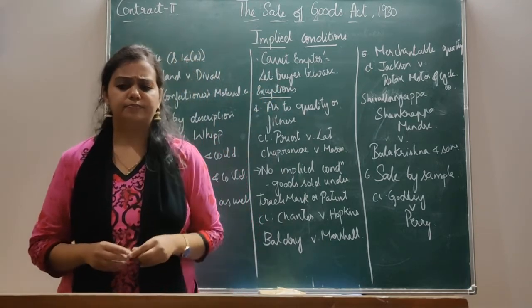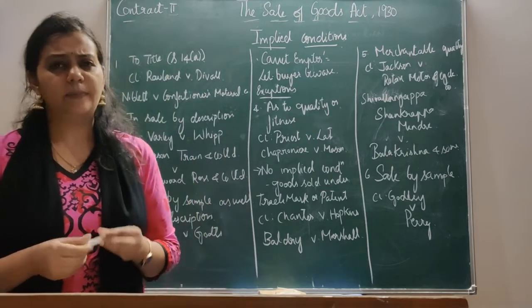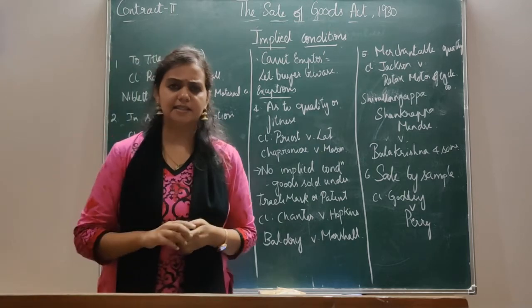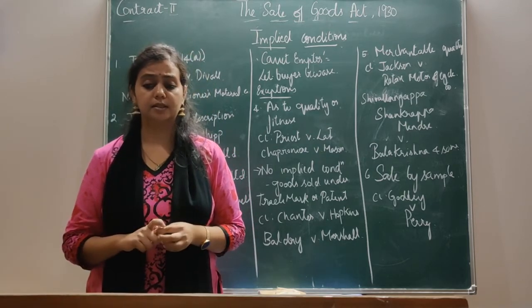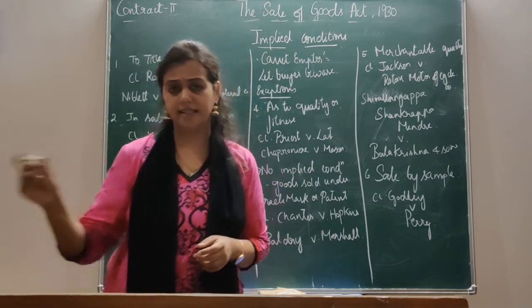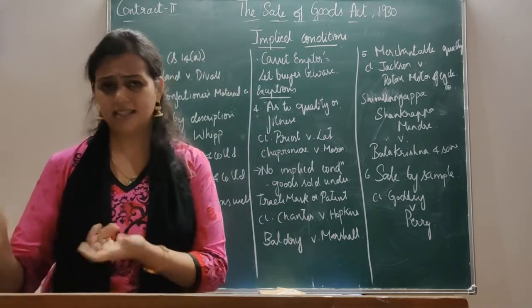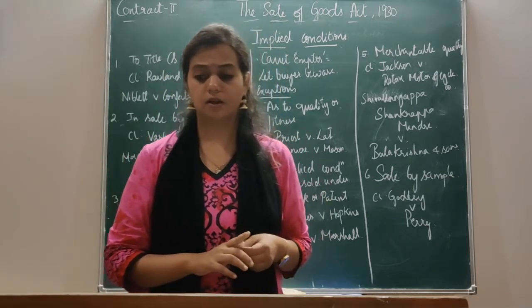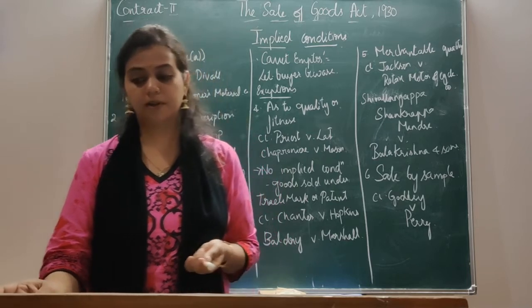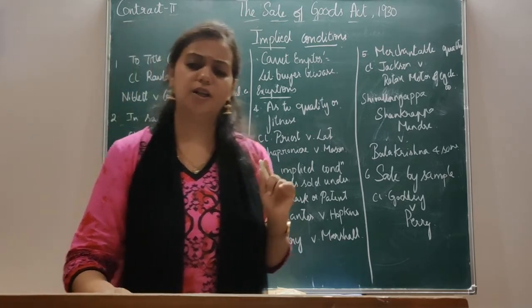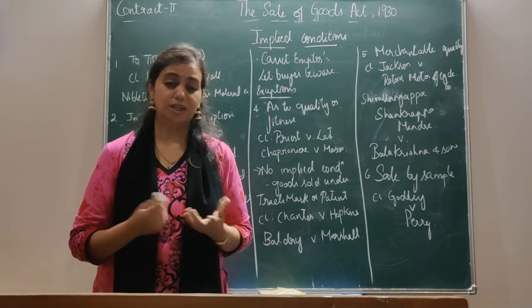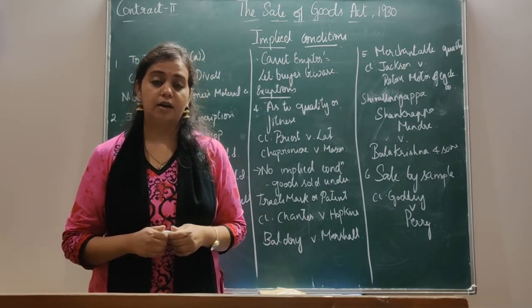For example, now A purchases a horse from B. A needs that horse for riding purpose. But he does not say to B that I need it for riding purpose. He simply purchases from B. And that particular horse which A is buying is not suitable for riding. It is only suitable for being driven in a carriage. So his purpose is not fulfilled, right?